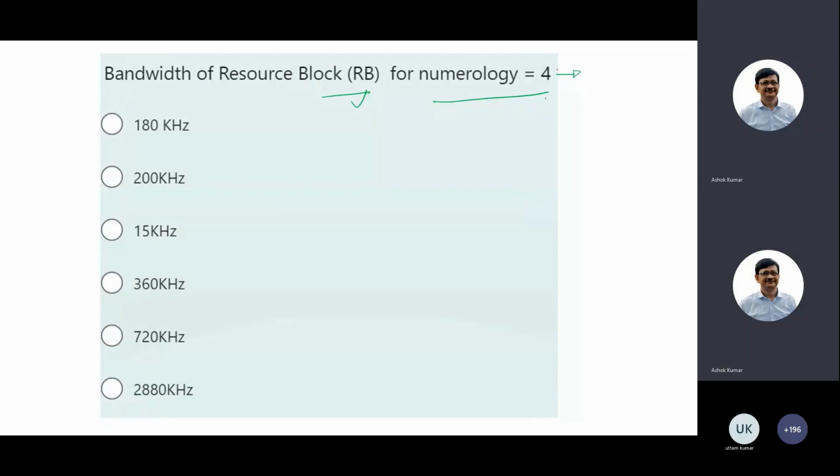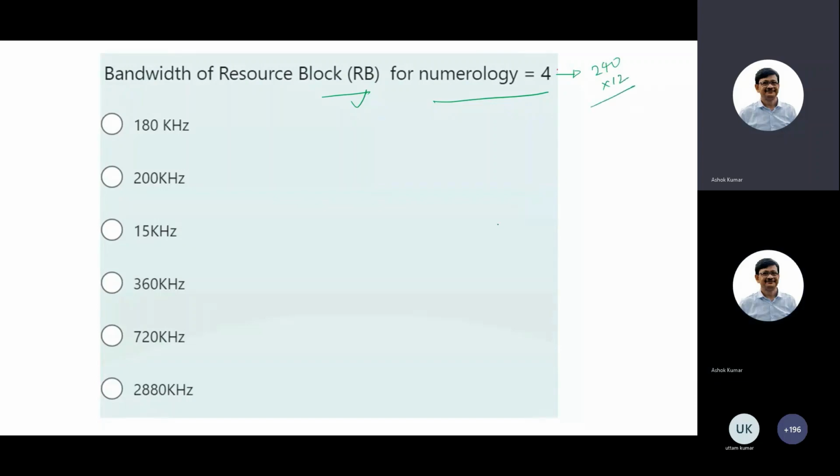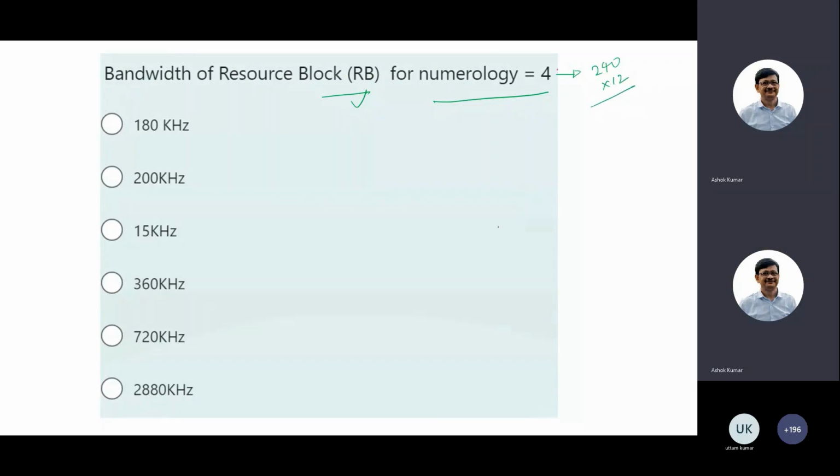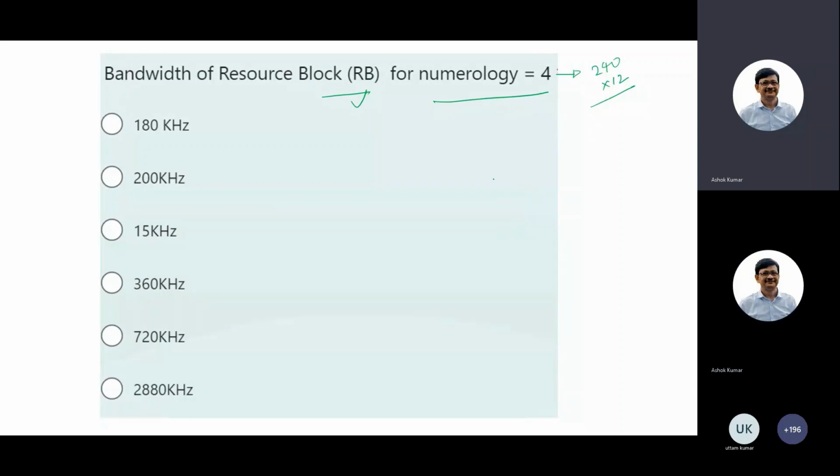Umaji, it's not correct. Atulji, it's correct. Yes. Good. So the last one is the right answer, 2880, because numerology 4 means 240, and if you multiply this by 12, you get 2880 kilohertz.